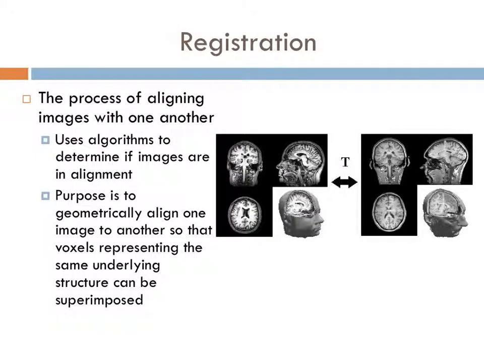Registration. This is the process of aligning images with one another. Algorithms are used to determine if images are in alignment. The purpose of registration is to geometrically align one image to another so that voxels representing the same underlying structure can be superimposed. This means that basically the same tissue samples that lie at a given XYZ location will lie like that on all of the registered images.